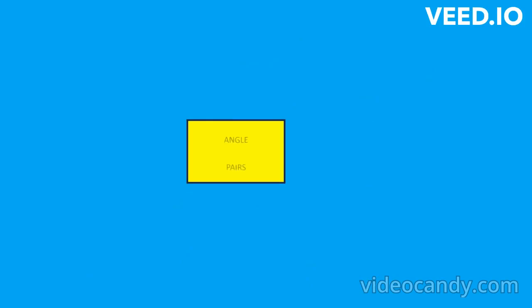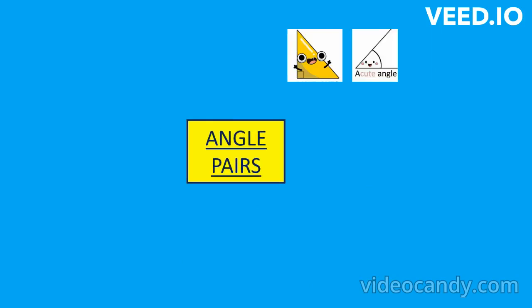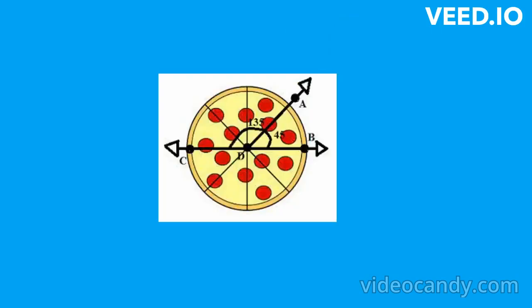Now let's learn about angle pairs. By angle pair, I mean two angles which share a relationship with each other. We have two angles here, if you can see. One angle, this is angle ADB, which is 45 degrees. The other angle is angle ADC. This is 135 degrees.